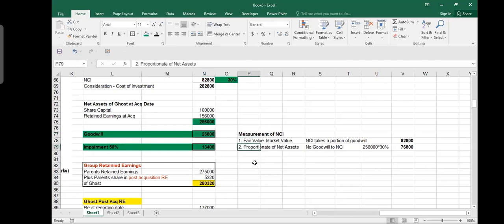If in the question they tell you that NCI is measured at fair value, it means that NCI is also taking some part of the goodwill, which is 30%. NCI becomes the owner of the goodwill, and also NCI becomes loss-bearing for impairment. So if any goodwill is there, 30% belongs to NCI. If any impairment is there, 30% of the loss will be taken by NCI, if it is done on fair value, just like they gave us in the question.